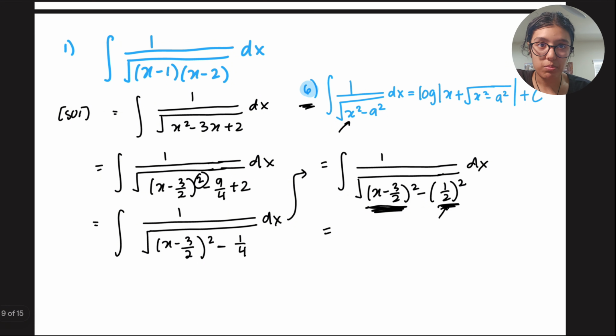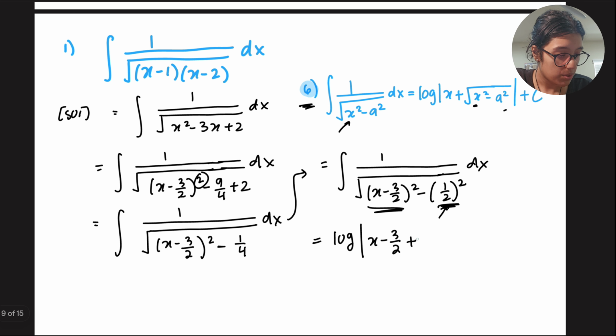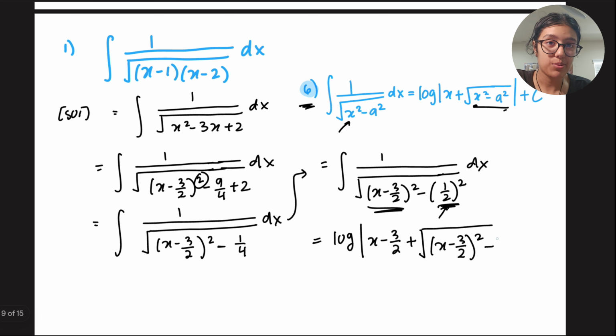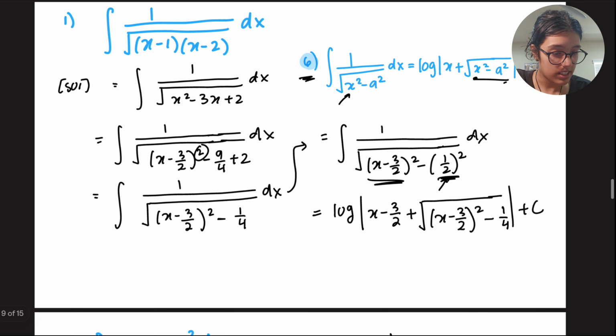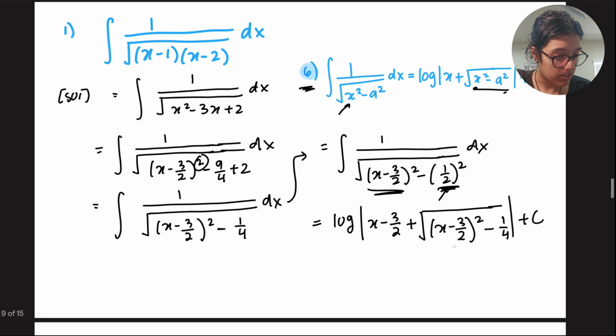So I'm just going to replace the values of x and a that I found. Log of x, and as we said before, x is actually x minus 3 over 2, so log of (x minus 3 over 2) plus square root of x squared, so x squared is just that part, minus a squared, and that is just (1/2) squared, so that's 1/4. I'm going to simplify that. Of course, we have plus c. We can simplify whatever's in here.